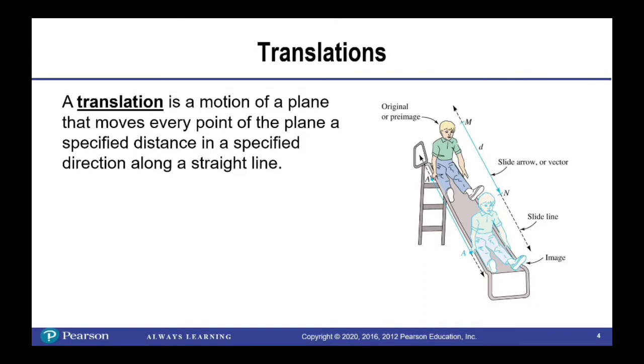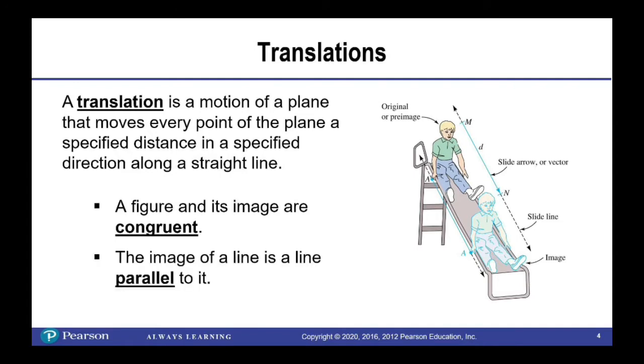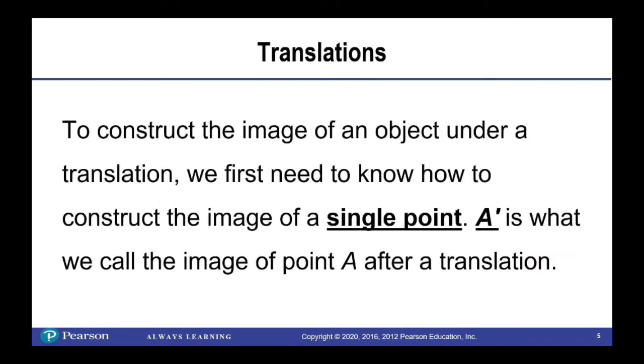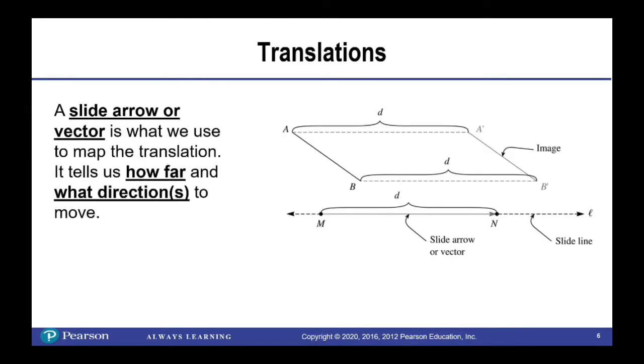Now, a couple of things about translations. A figure and its image are congruent. And if I have a line, the image of a line is a line that is parallel to it. Now, when we think about our translation, we need to think about what happens to a single point. We'll call that point A, and A prime is what we call the image of that point after the translation. So a slide arrow or a vector is how we map the translation. It's going to tell us how far we move, and it also tells us what direction or directions to move.